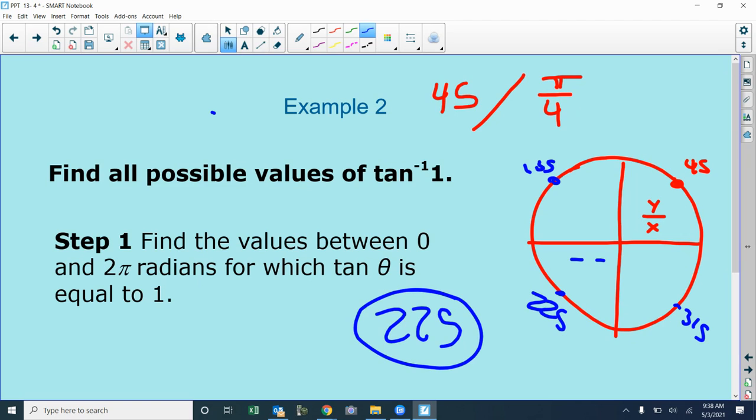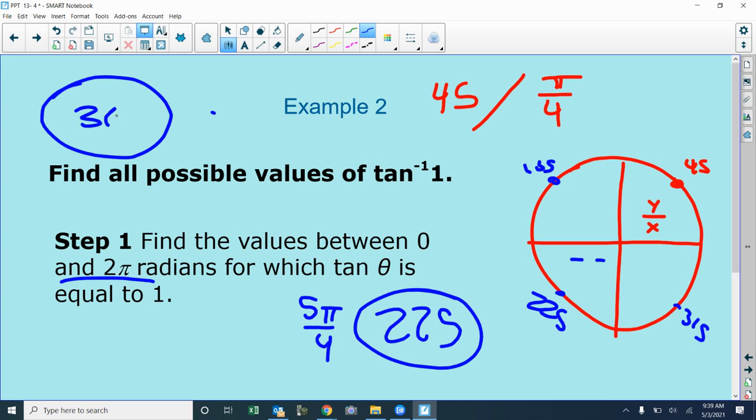I hope it does. 225 is what radian measurement? Anyone? Five pi over 4. That is correct. Now, in your book, it'll say find the values between 0 and 2 pi. That's just one circle, or 360 degrees. You don't need to worry about this part. The directions might ask you to define over a certain area. Don't worry about that. Just do what I'm telling you here: find the other angle given that the x is positive or the x is negative or the y. Tangent's a little bit different, okay?